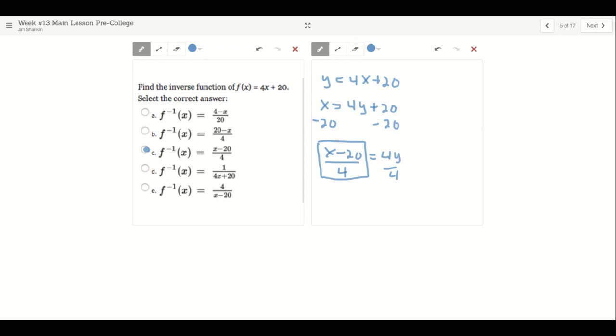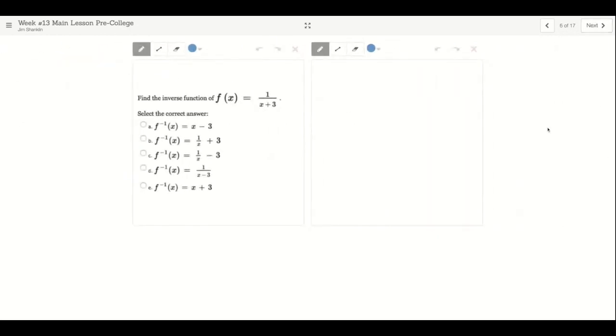As I said, there's one or two of them that are a doozy. All right, let's try the third practice problem. Okay, a little bit tougher. Okay, I've got find the inverse function, f of x equals 1 over x plus 3. Okay, so try that one, and we'll see what you guys get for that.